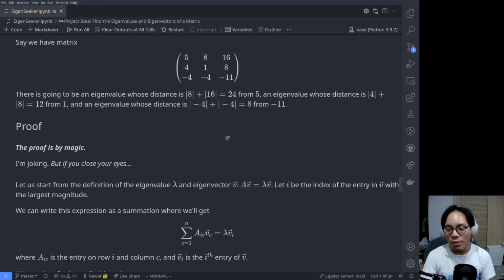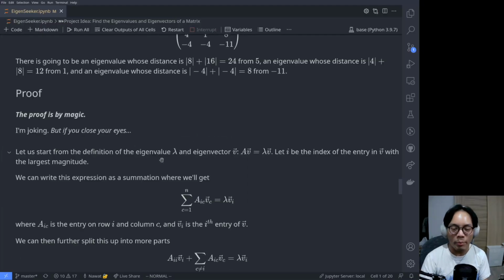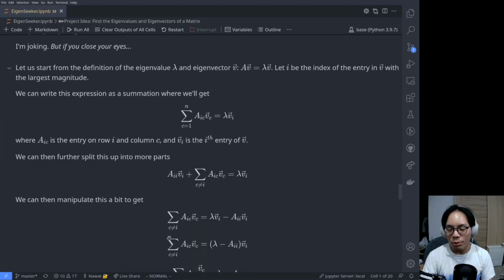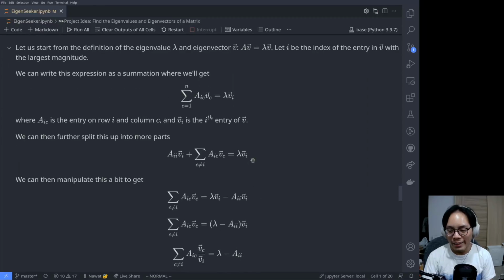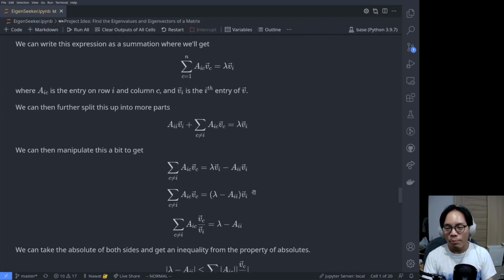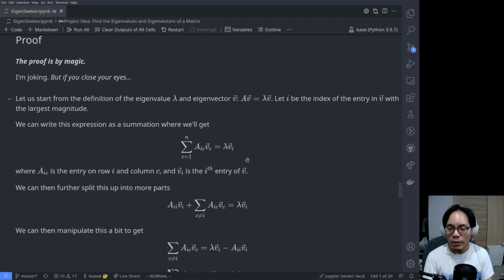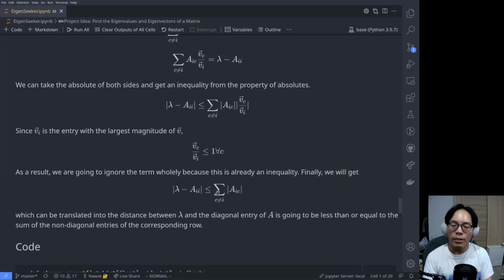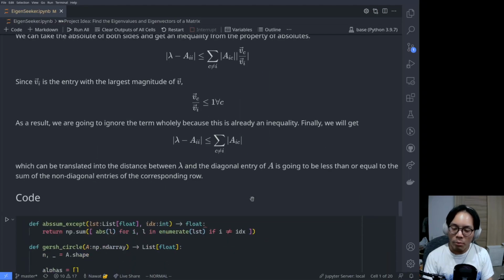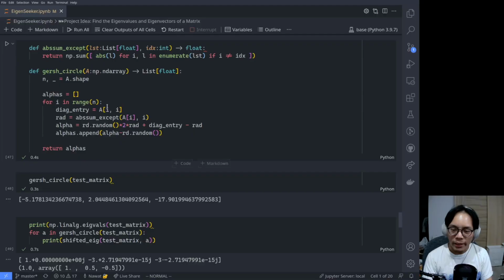Now the proof is kind of involved, so I'm just going to say that the proof is by magic, but there is a proof written out, so if you're interested, please read it. It's part of the notebook anyway. Basically we do some manipulations with the matrix multiplication, and we end up with this, which is basically the theorem itself. And here's the code. I'm not going to explain it again.